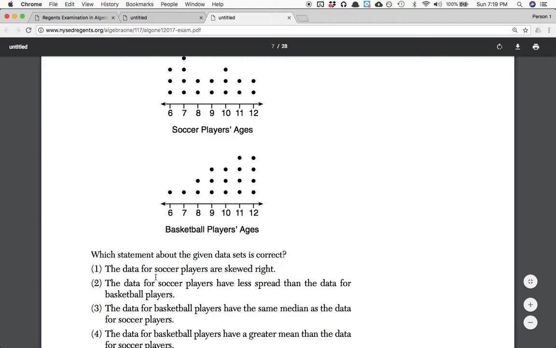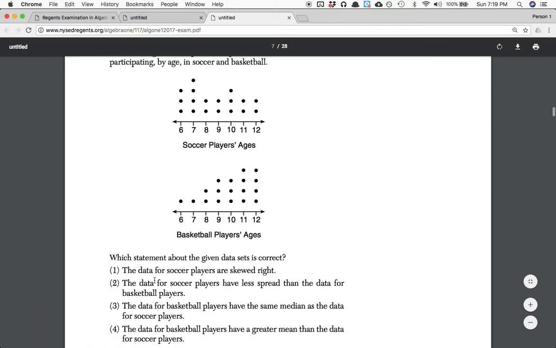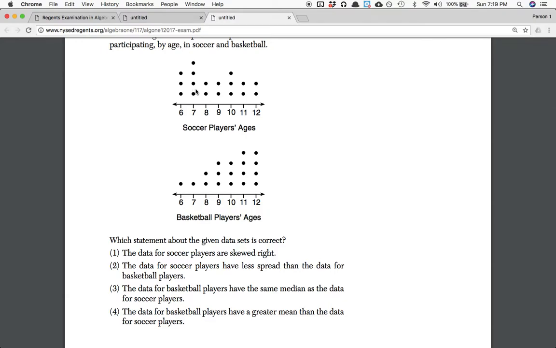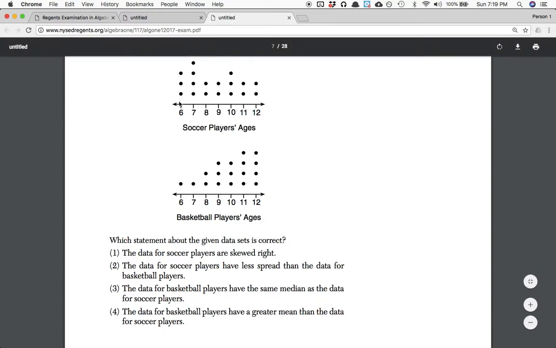The data for the soccer players has less spread than the data for the basketball players. So literally it is what it sounds like, right? To be more spread out or less spread out. For the soccer players, I've got 2 here, 2 here, 3 there, 2 there, 2 there, 4 and 3. That looks kind of spread out, especially when you look at basketball players. They're all kind of clumped to the right. There's nothing all the way on this side, just one 6-year-old, one 7-year-old. So the soccer players look a little more evenly spread. So I'd say 2's not it either. It's saying the data for the soccer players is less spread, and I think this data is more spread out up here, just looking at the picture.